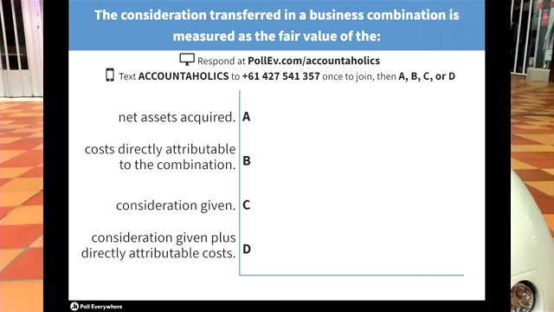I'll give you a minute to read it. The consideration transferred in a business combination is measured as the fair value of the: A, net assets acquired; B, costs directly attributable to the combination; C, consideration given; D, consideration given plus directly attributable costs.